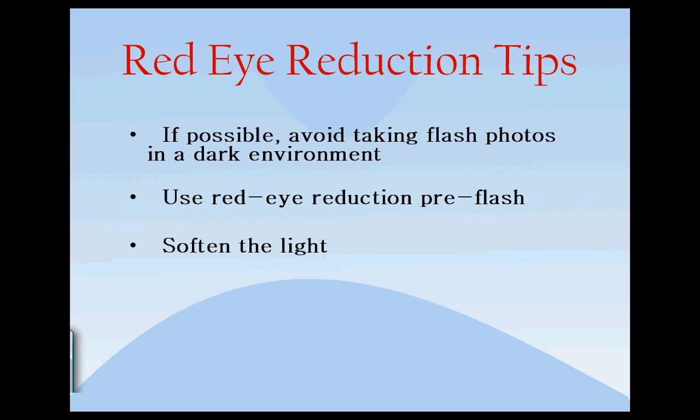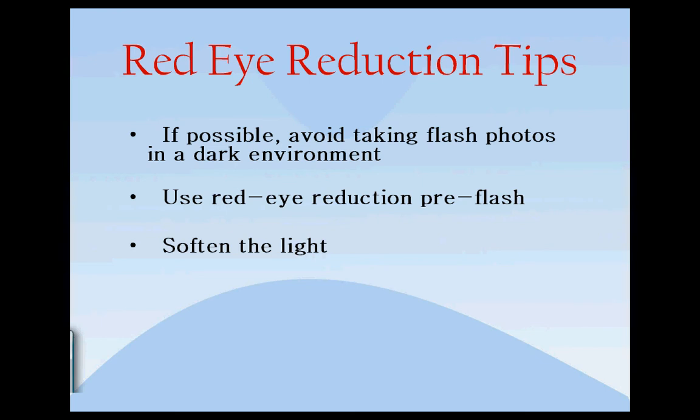Red eye reduction works by having the flash shine a light into the eyes of the subject prior to taking the picture. This causes the pupil to contract. However, you have to make sure the subject is looking at the camera. If not, this technique won't work. Also, beware of using red eye reduction feature when not necessary because it may cause your subject to blink.